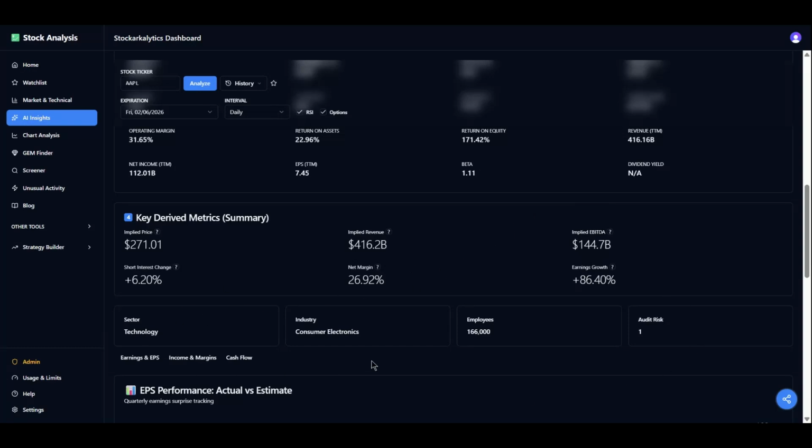And at the bottom, you get quick context, sector, industry, employees, audit risk, just extra fundamentals framing, especially when comparing companies side by side.